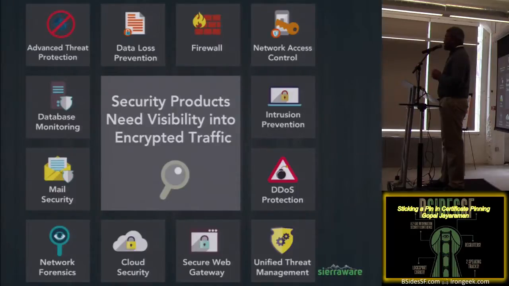Where does the IT guy stand now, right? I'm an IT guy. I've installed IT security. I went and bought a data leak prevention. I bought a deep packet inspection firewall. I bought a mail security. I bought a secure web gateway. I bought an IDS box. I bought all sorts of stuff, assuming all of them can see the traffic that's going through the firewall.